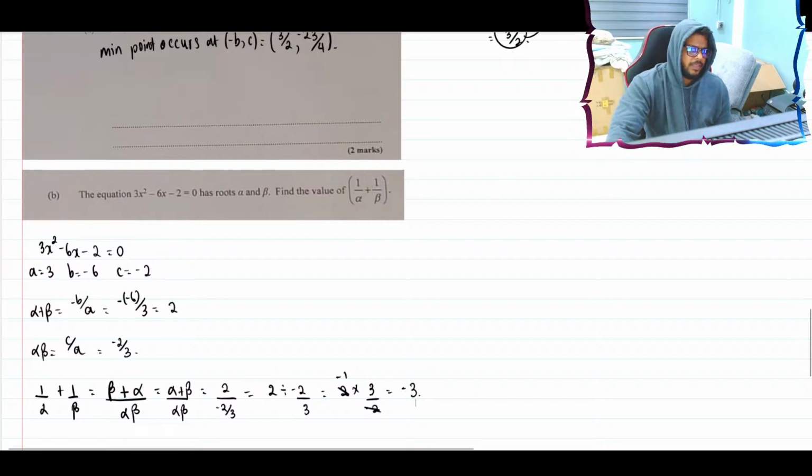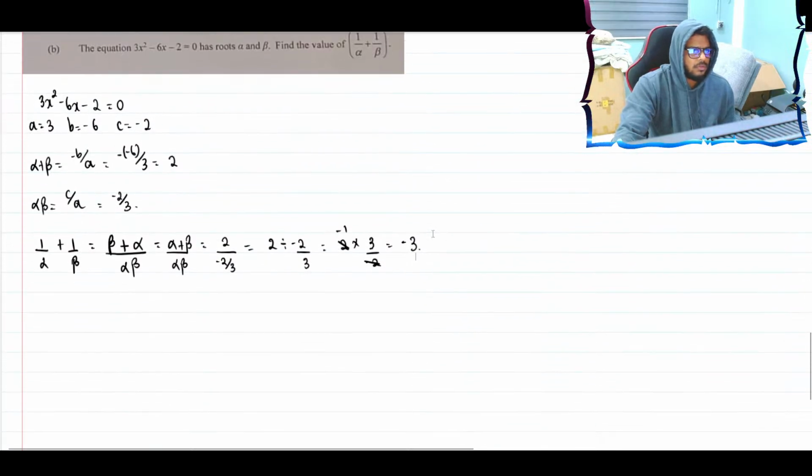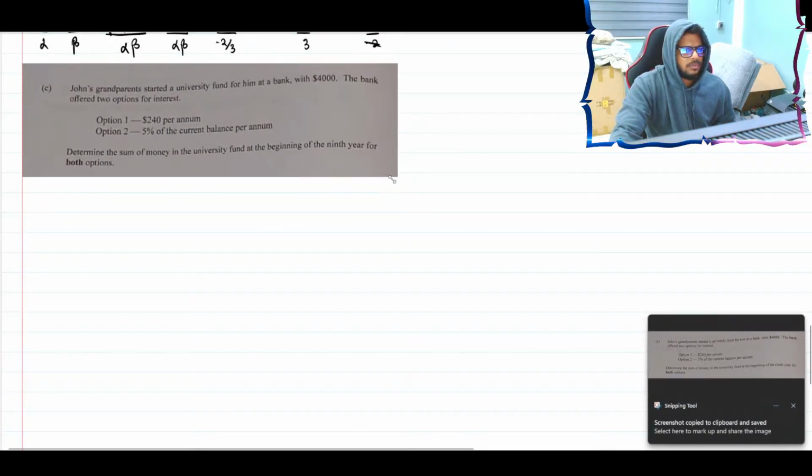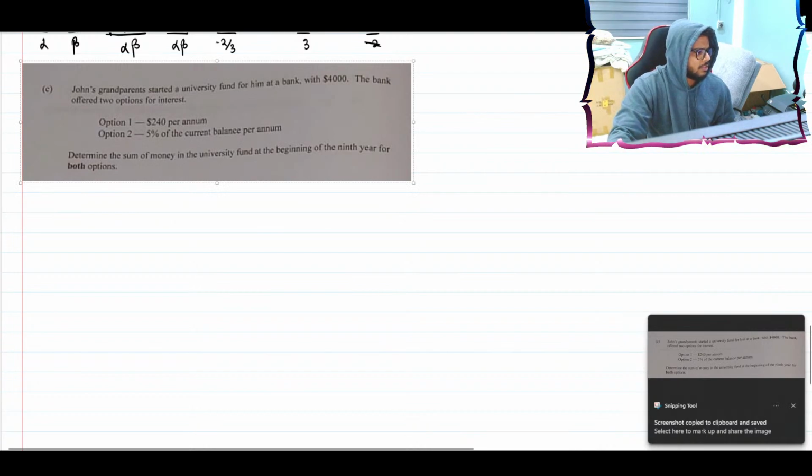I link in that paper yet, boy. Part C. I show the paper go circulate just now.